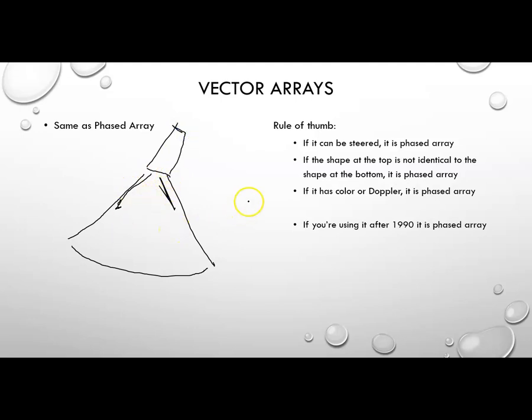So this is a phased array transducer. Our general rule of thumb, if it can be steered, it's phased array. If the shape at the top is not identical to the shape at the bottom, then it is phased array. If it has color or Doppler, it's phased array. And if you're using it and it's after 1990, it's phased array. I know of nobody that has used one since 1990 that was not a phased array transducer.